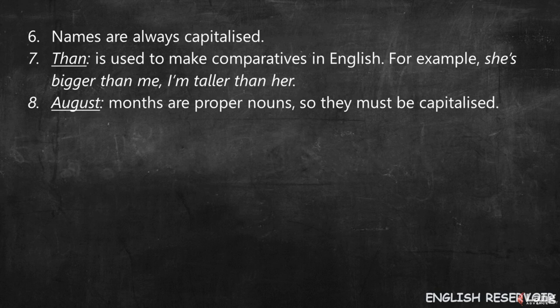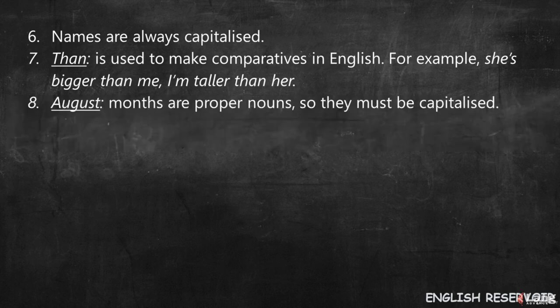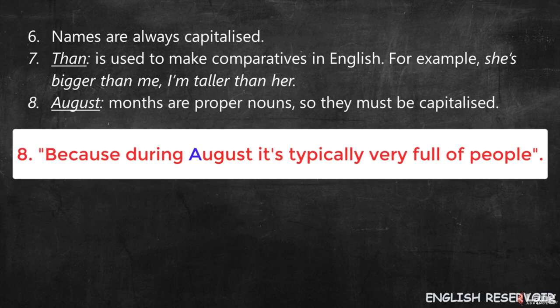7. Than is used to make comparatives in English. For example, she's bigger than me. I'm taller than her. 8. August. Months are proper nouns, so they must be capitalized.